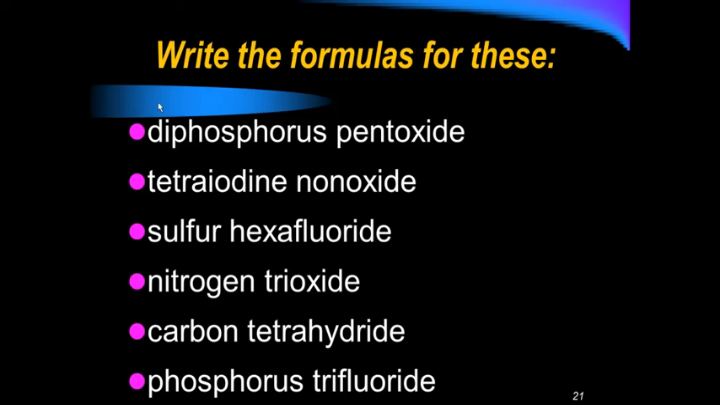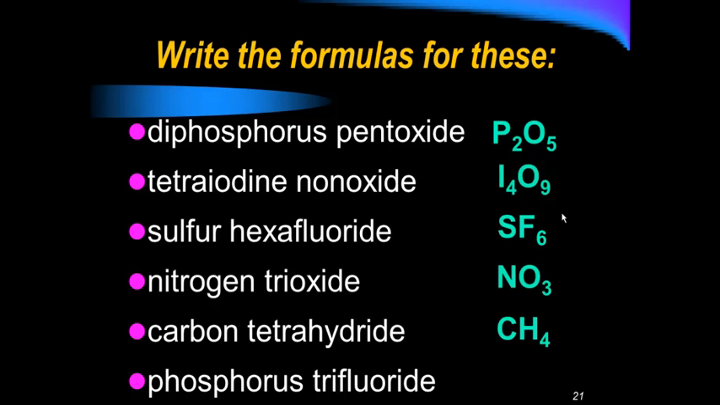Diphosphorus means you've got di, 2, you've got 2 phosphorus atoms. Pentoxide means you have 5 oxygen atoms, so that's going to give you P2O5. Tetraiodine nonoxide is I4O9. Sulfur hexafluoride, SF6. Nitrogen trioxide, NO3. Carbon tetrahydride, also called methane, CH4, and phosphorus trifluoride is PF3.